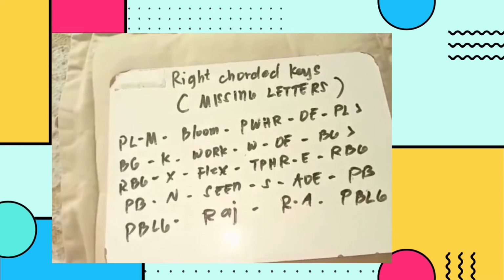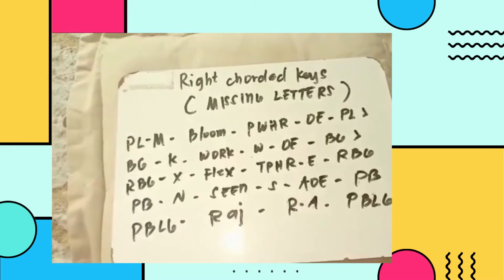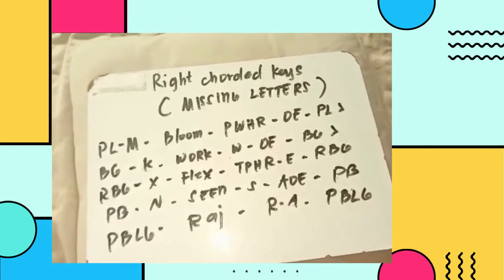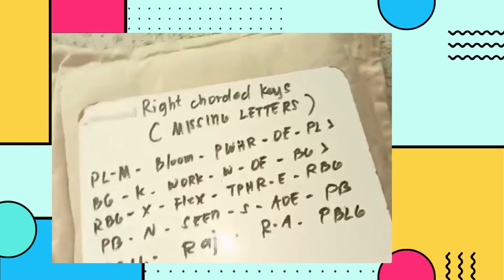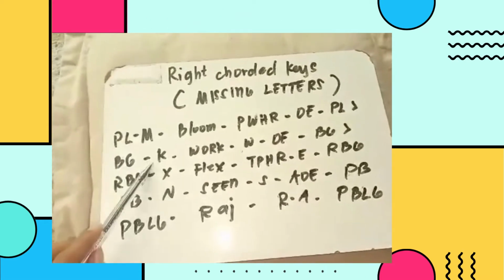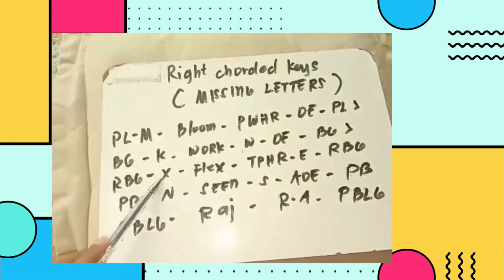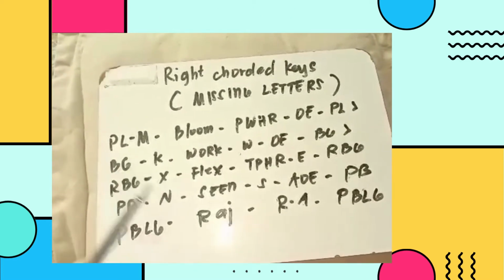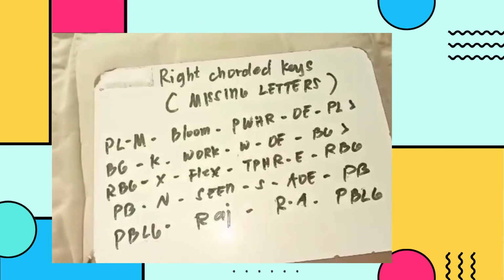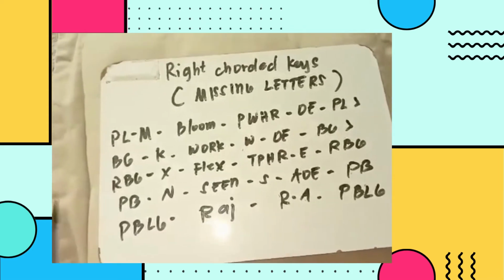The missing letters, so the right K are M, K, X, N, and J.